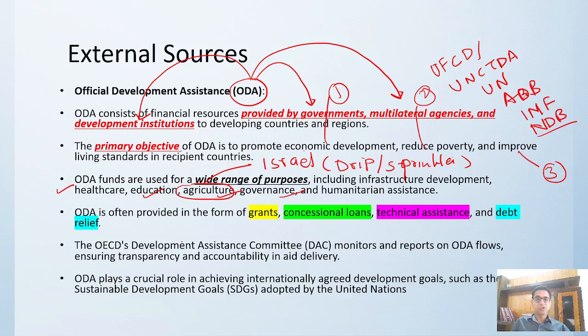ODA is often provided in the form of grants, direct money grants. Concessional loans mean you get a loan at a very low interest rate, such as 0.1%. Sometimes they provide technical assistance, and sometimes debt relief. So these are the ways through which you get resources from the outside world.